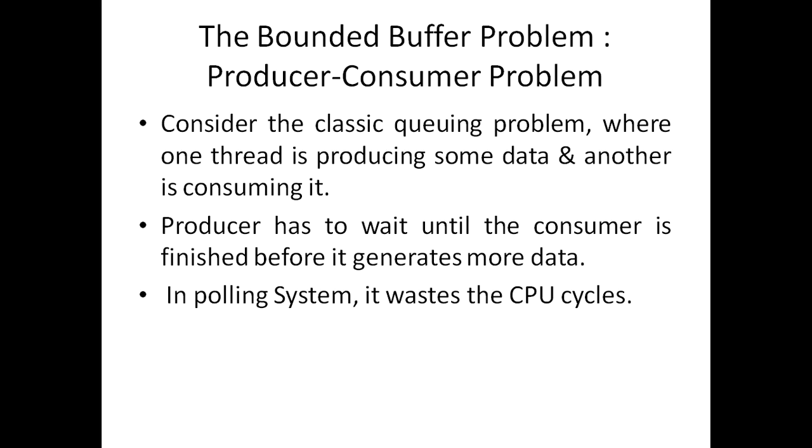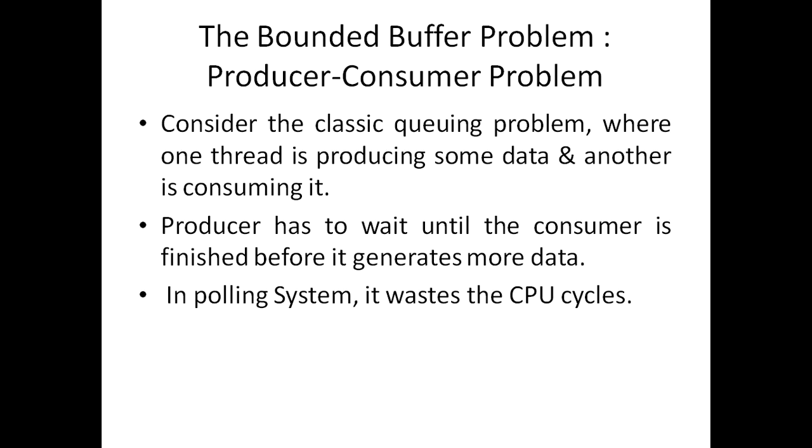In this producer-consumer problem, there are two processes. One we call a producer process, whose job is to go on producing some data items. And there is another process called a consumer process, whose job is to go on consuming the items which are produced by the producer process. Until and unless the producer produces the item, the consumer will not go on consuming the items. So this is what exactly the producer-consumer problem is.